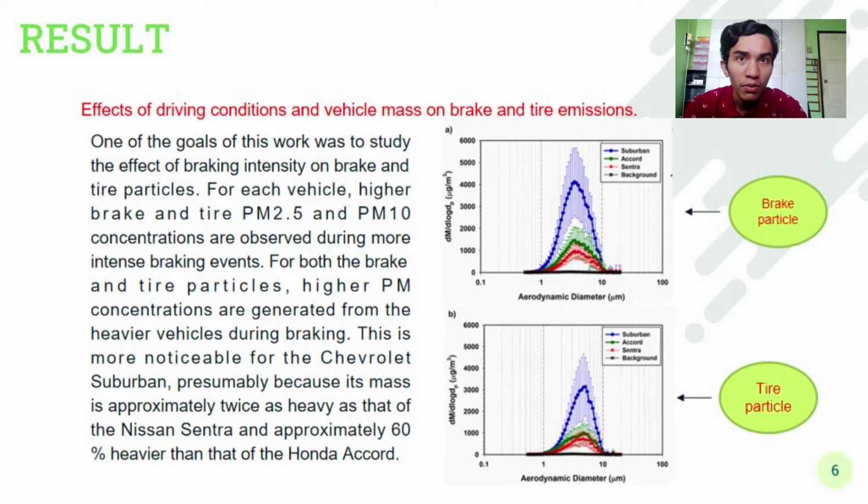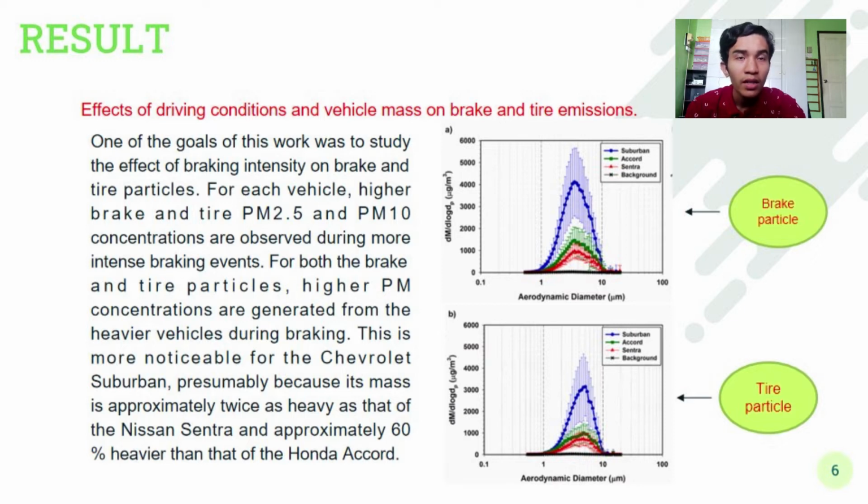For the result obtained from this journal, it covers the effect of driving condition and vehicle mass on brake and tire emission. One of the goals of this work was to study the effect of braking intensity on brake and tire particles. As shown, for each vehicle, higher brake and tire PM 2.5 and PM 10 concentrations are observed during more intense braking events. For both the brake and tire particles, higher particulate matter concentrations are generated from the heavier vehicle during braking.